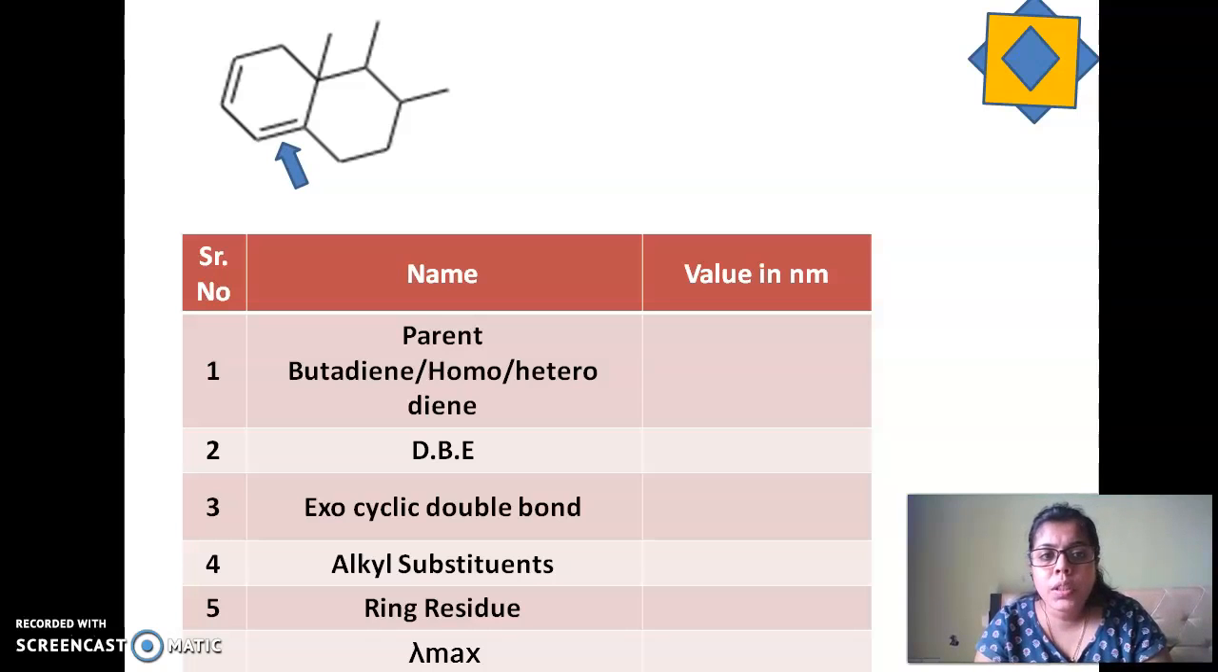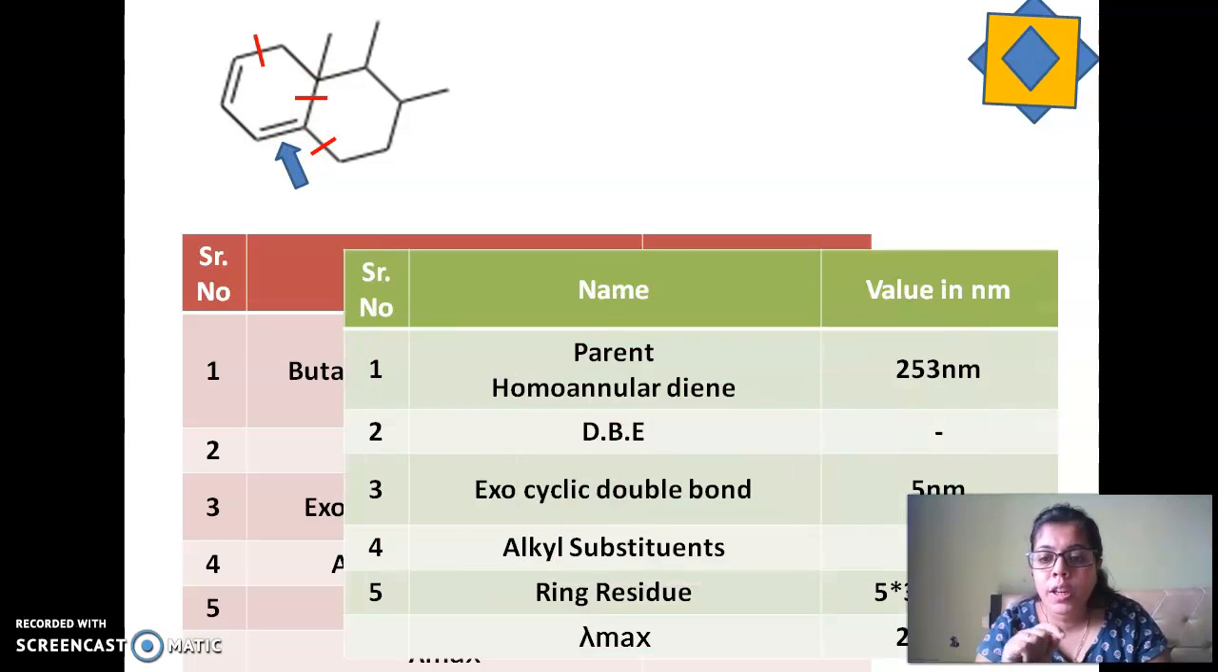Alkyl substituents, I have 3 alkyl substituents here, but they are not to my parent, so I do not consider them. Ring residues, this is 1. If I go for this carbon, for this there is nil, here nil, and for this I have 2 ways where I can go, so I have 2. So in total 3, which is plus 15 nanometer, and my total comes to 273 with 253 as my parent.